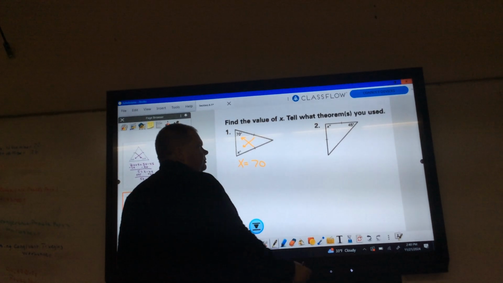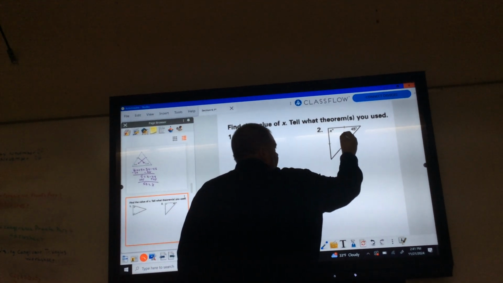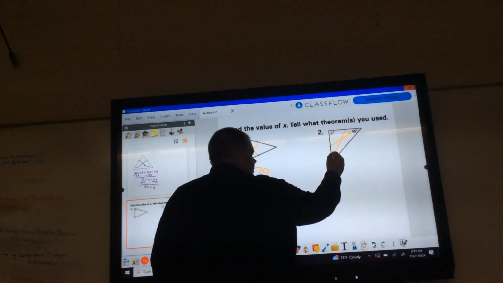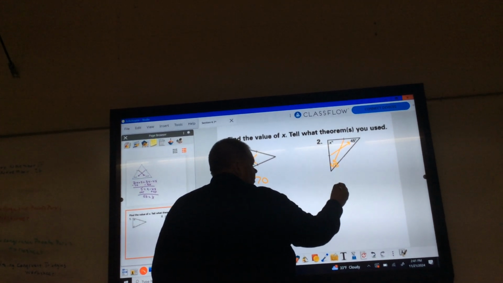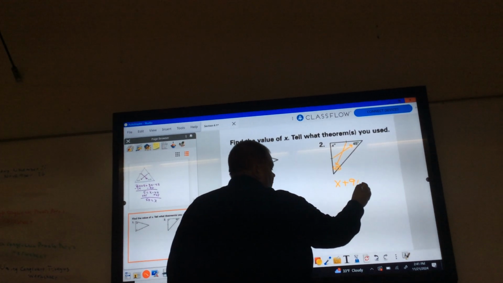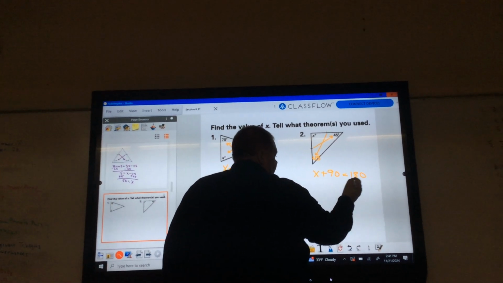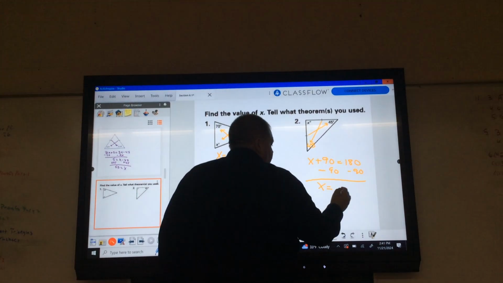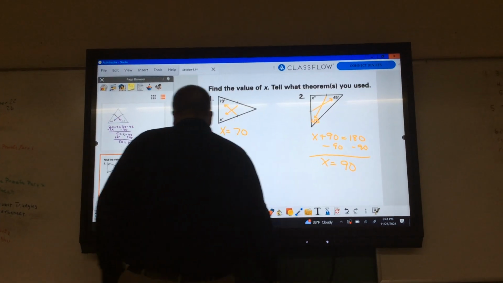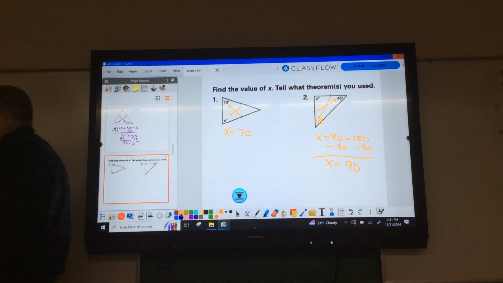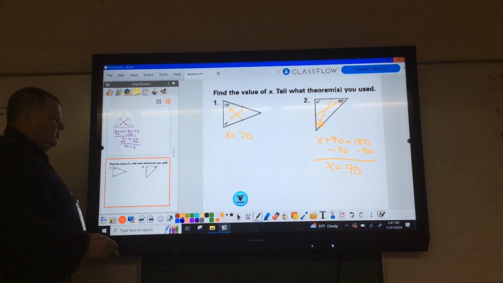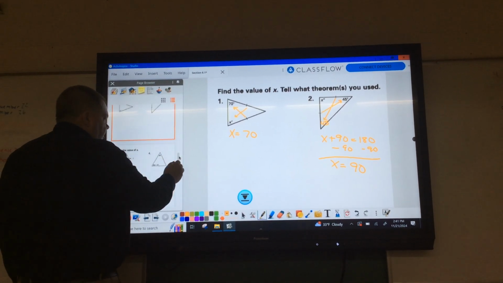On number 2, this side down here is going to be equal to this. So my angle at the bottom is 45. So the two angles that I do have are 90. So that x and that 90 add up to 180. When I subtract the 90 off, my value for x is 90. So again, that's the base angles theorem, and its converse. Equal sides creates equal angles.